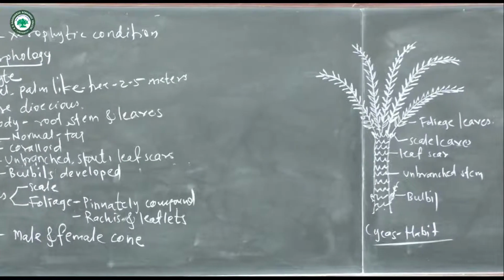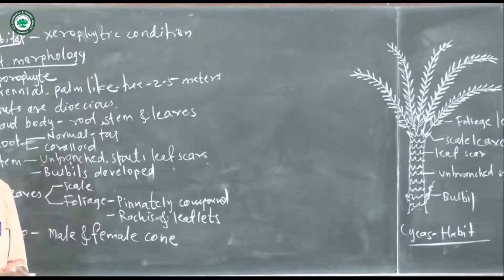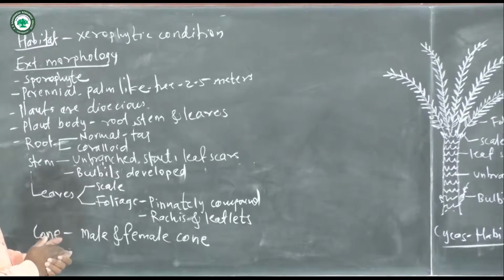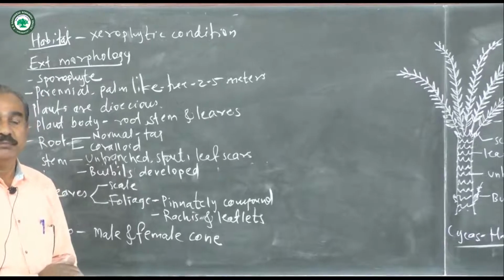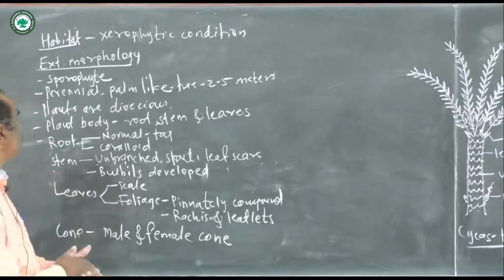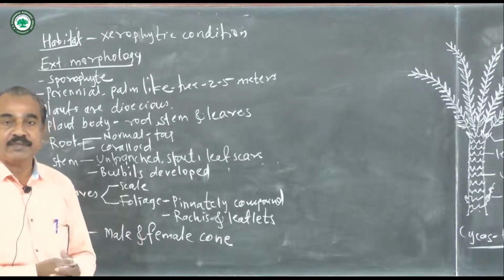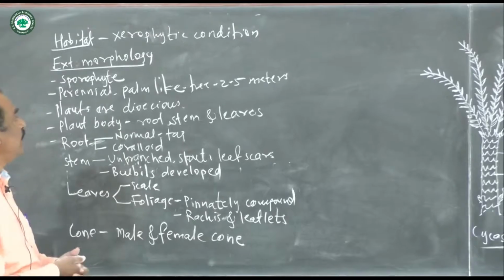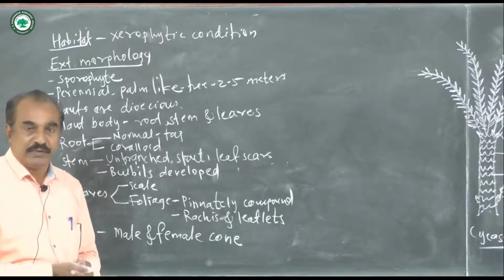Now the plant of this Cycas is a sporophyte. That means the plant which gives the spores, they are developed in the sporangia. Such a plant is called the sporophyte. Now it is a perennial. That means it requires more than 3 to 4 years to complete its life cycle. So such plants are called perennial plants. Now they are palm-like. That means the stem is unbranched, and at the apex there is a crown of leaves. Such habit is called palm-like. And here the height of the Cycas plant is up to 2 to 5 meters.